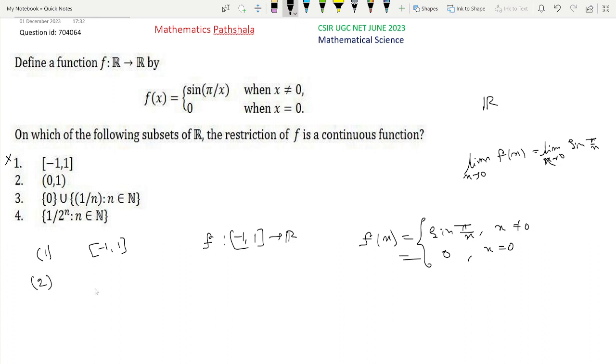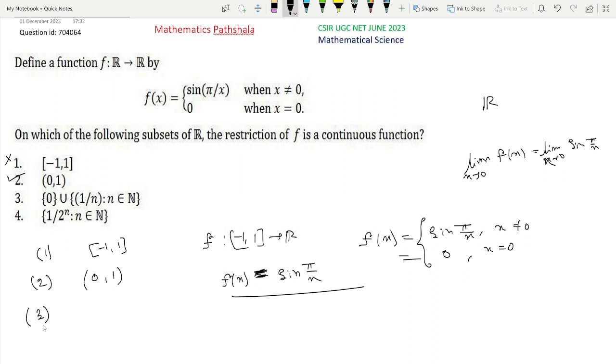Now see option 2. When we take the open interval (0, 1) as the domain, the function becomes simply f(x) = sin(pi/x), because x equal to 0 is not included in the domain. So clearly f is continuous there, because there is no breakdown. F is continuous at all the points of this domain. So option 2 is the correct option.